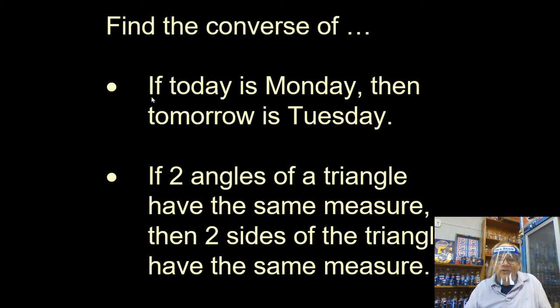So how about the second one there? If two angles of a triangle have the same measure, then two sides of a triangle have the same measure. What would be the converse of that? Go back to Sam. Go ahead. Yeah, the sides are the first part and the angles would be the second part. If two sides have the same measure, then two angles have the same measure. Again, you just flip it around. That's all you do with those.